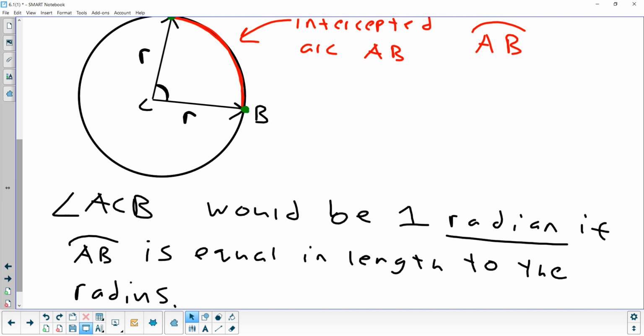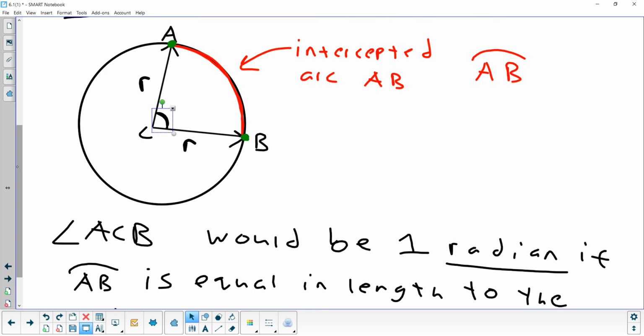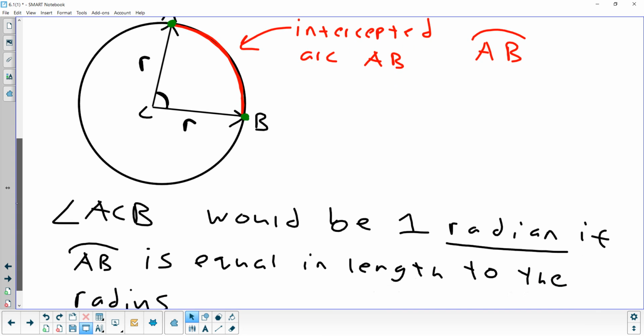If the arc was smaller than the radius, then this angle would be smaller than 1 radian. If that arc was bigger than the radius, then this angle would be bigger than 1 radian. So as far as drawing that to scale, that's probably pretty close to what 1 radian would look like. That's not that bad of a sketch. I don't think my two rays are exactly in the center, but that's okay.